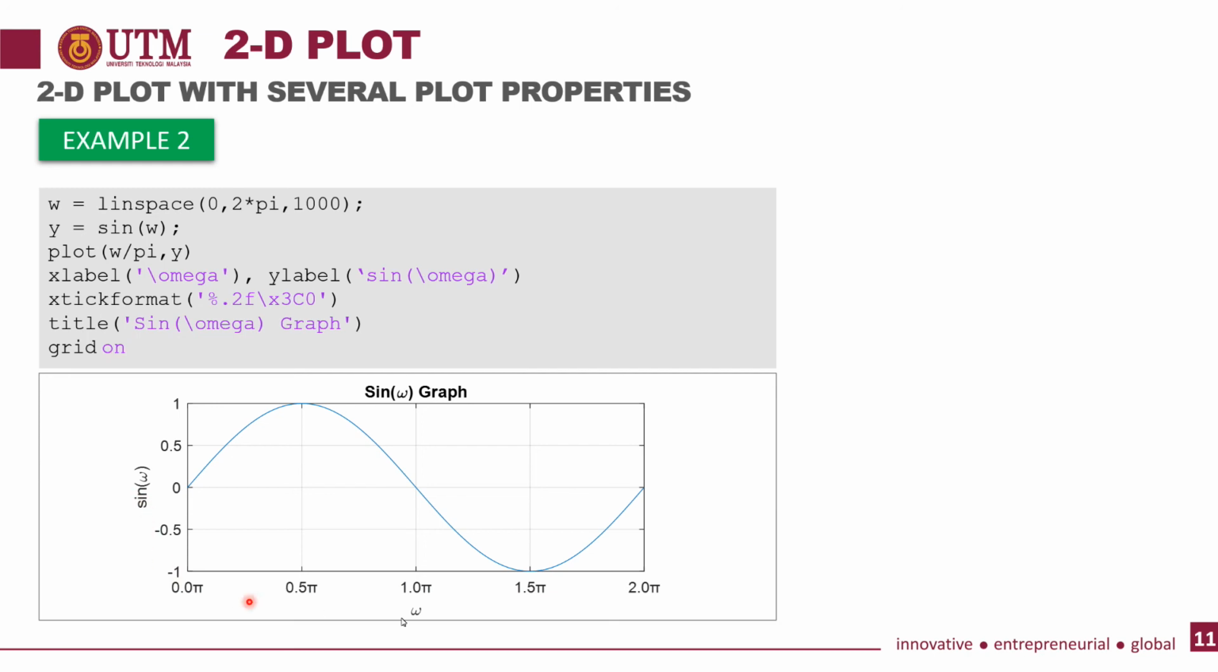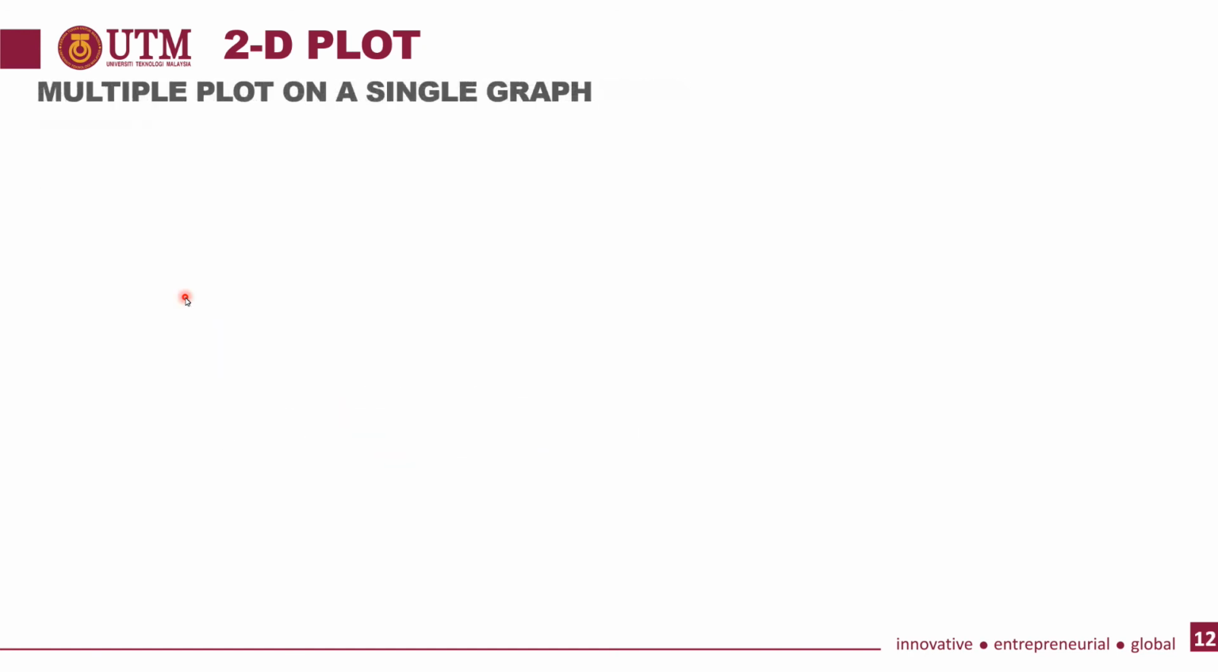If you wanted to put some labels on the x-axis, you put xlabel, and then the label that you wanted to put, and so on. All right. Okay, so next is all about creating multiple plots in a single graph.